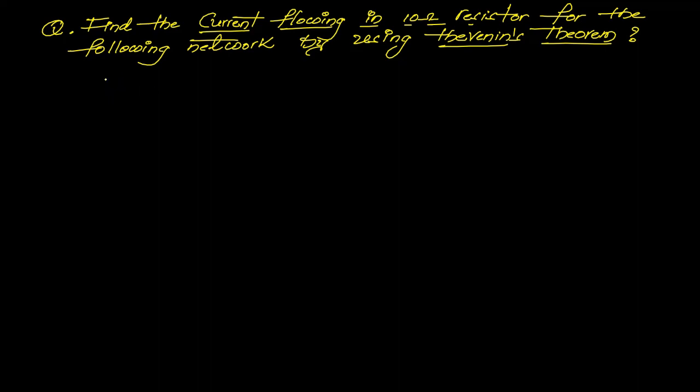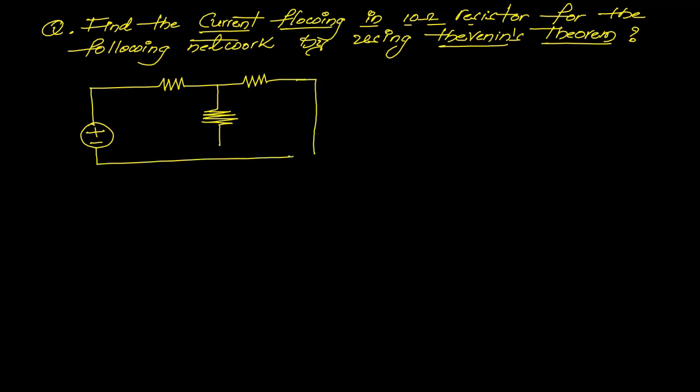Now I will take one network here. Please listen carefully. If you understand this problem, you will not have any questions on Thevenin's theorem after watching this video. Here I am applying V equal to 10 volts, and R1 equal to, for example, 2 ohms, R2 equal to 6 ohms, and R3 equal to 10 ohms. Clear? So this is the actual network we have.